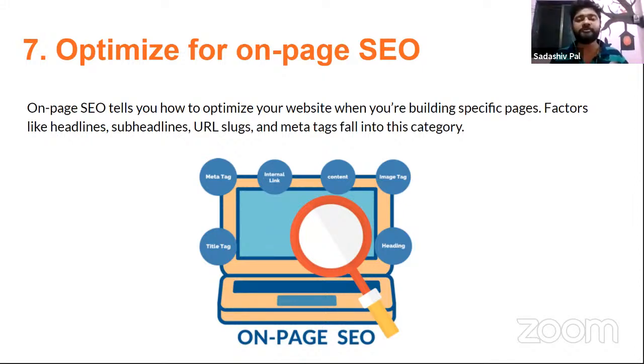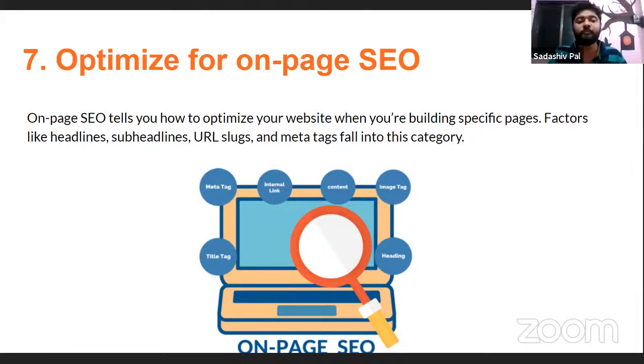So we have to check: are we including a keyword in the URL or not? Are we including the primary keyword in the page title? Are we including the keywords in the meta description? Are we targeting the keywords in the heading tag? Or are we targeting the keywords in our content or not? So it is very important to optimize a web page from an on-page SEO perspective.